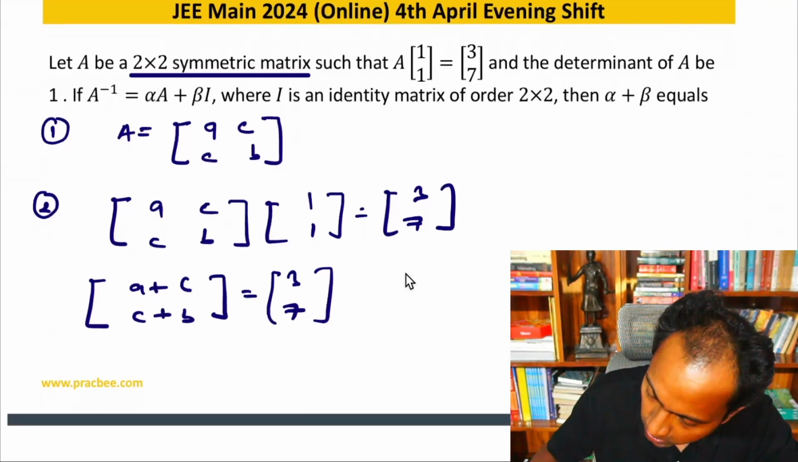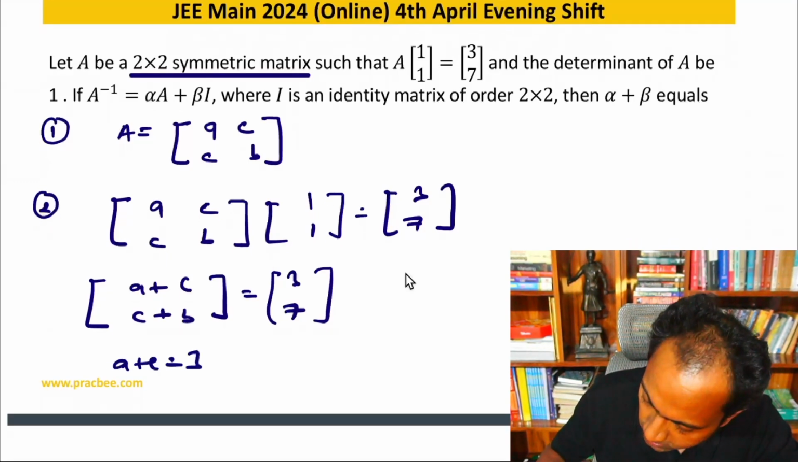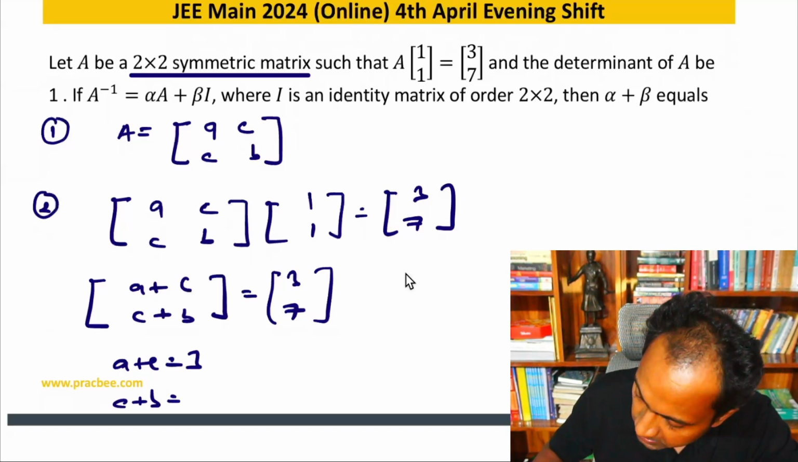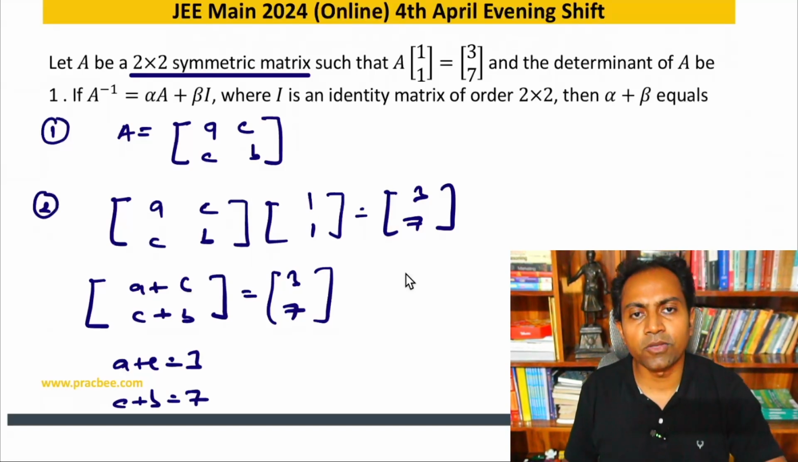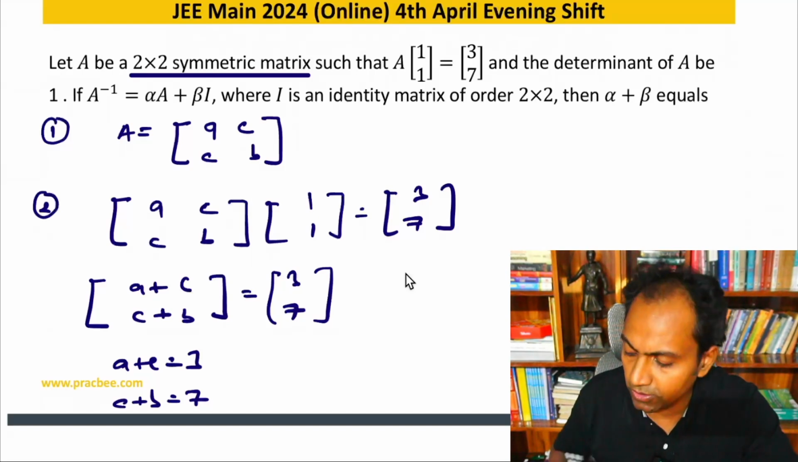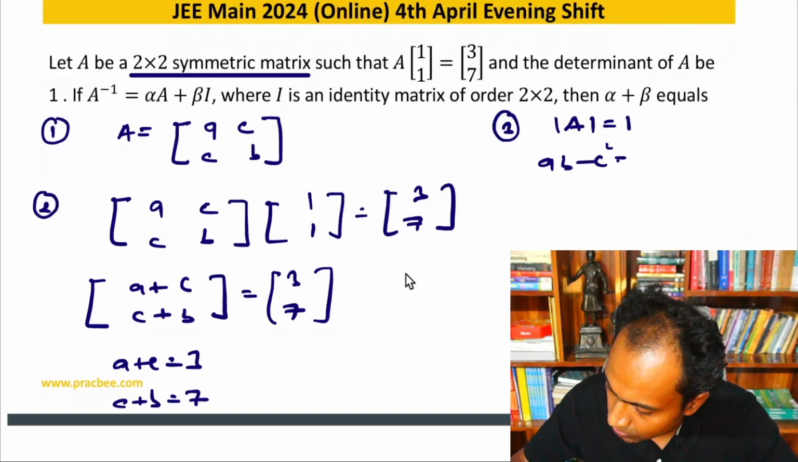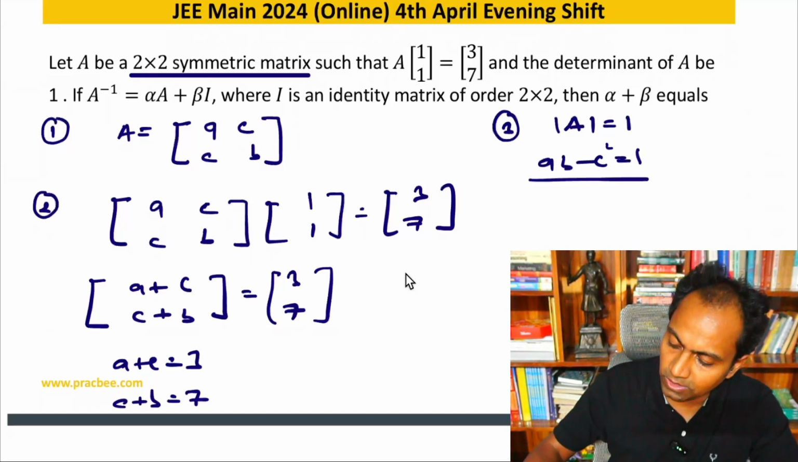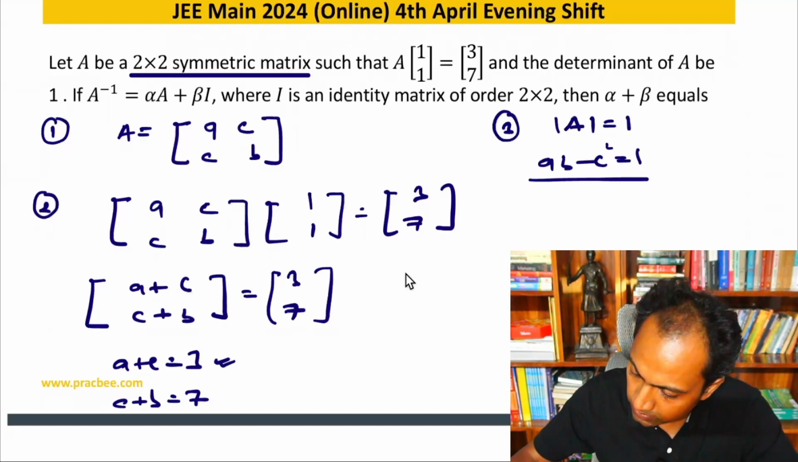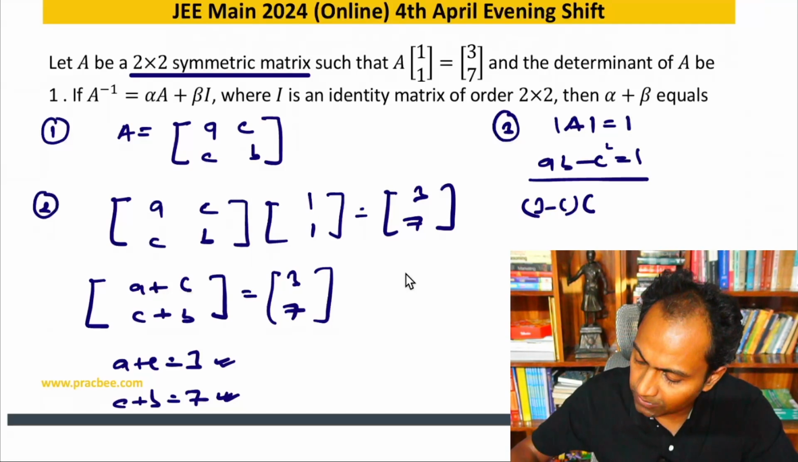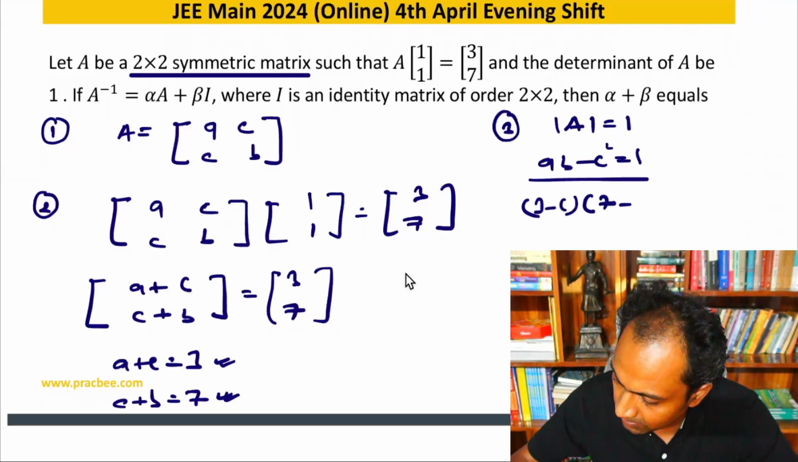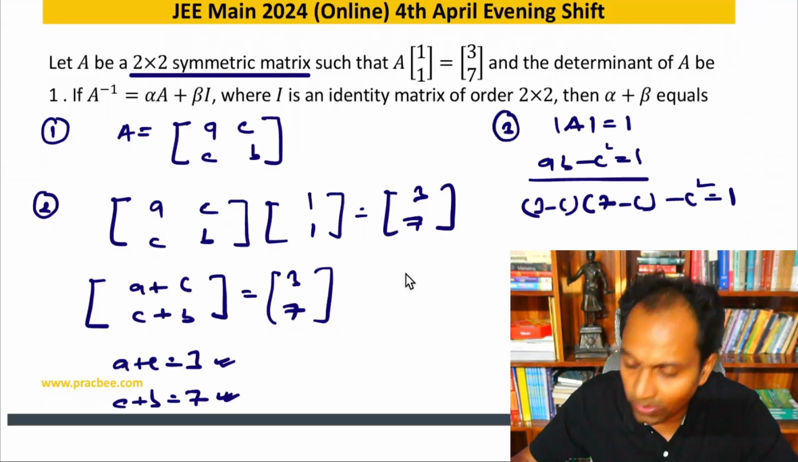So we are getting two equations. One is A plus C is equal to 3 and C plus B is equal to 7. To make your life simpler, they have given that the determinant of A is also equal to 1. So in the third part, let us equate the determinant to 1. We can write AB minus C square is equal to 1. From the first equation, we can substitute the value of A in terms of C, so this is 3 minus C. Similarly, from the next one, I can substitute the value of B, it is 7 minus C, minus C square is equal to 1.